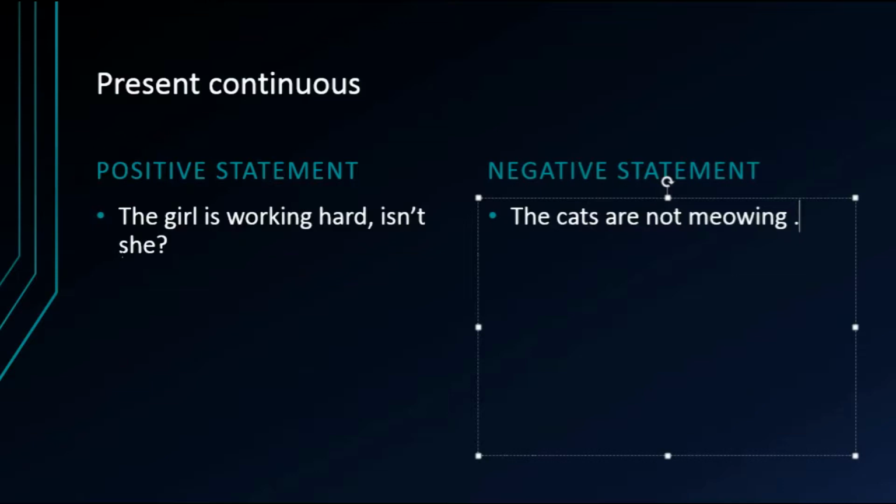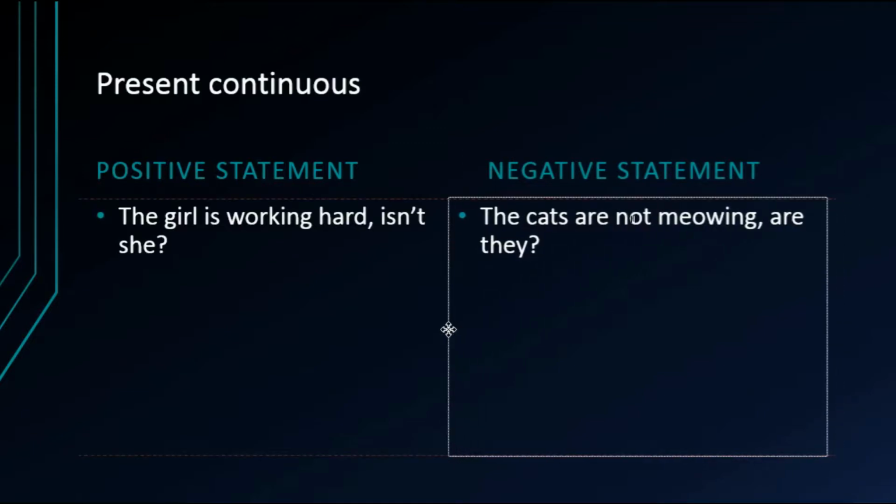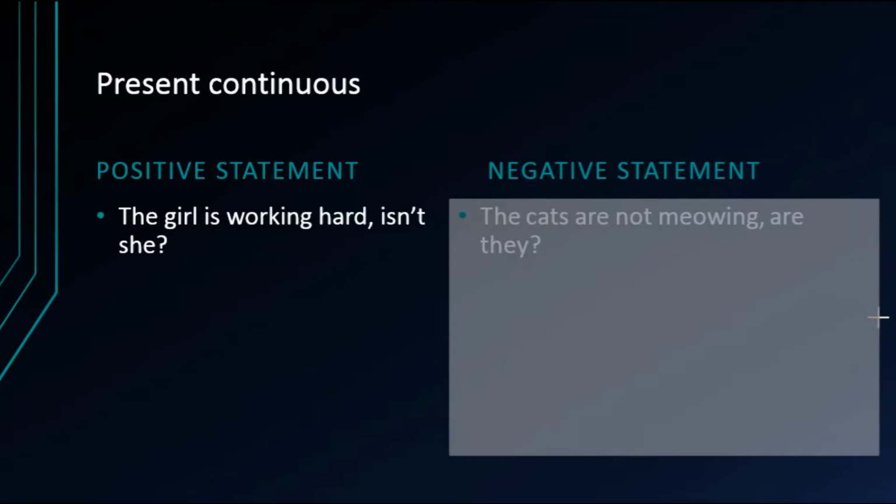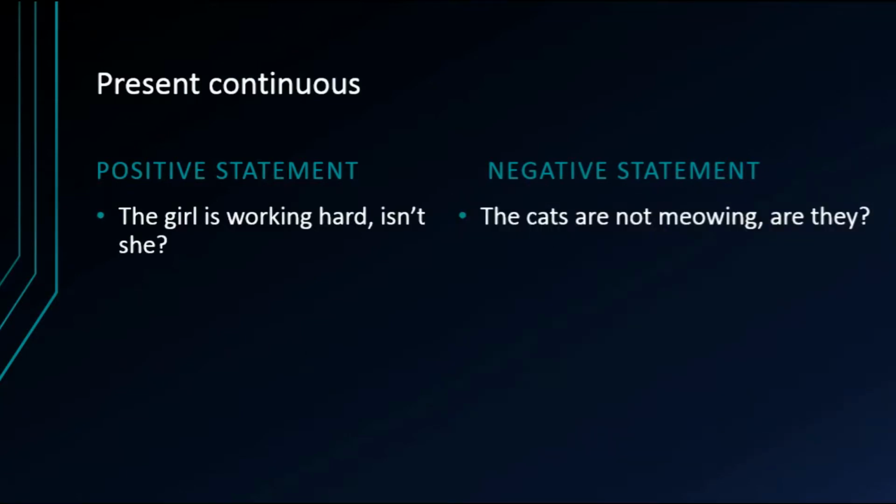The cats are not meowing. Okay, the cats are not meowing. First of all, change this to a comma. Then your auxiliary verb is are because this is negative. I don't have to add anything. And then my subject is the cats, right? So it is they, right? Then question mark. The cats are not meowing, are they? Right? Are they? So pretty clear and pretty easy, I hope.